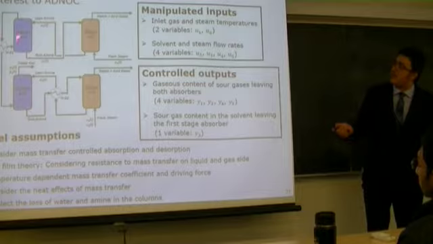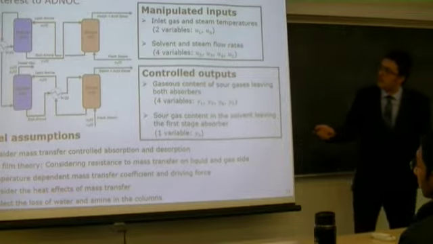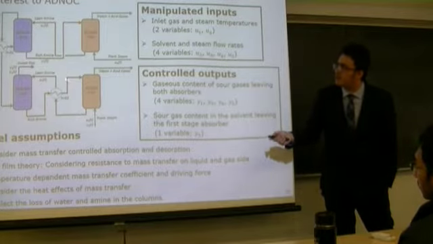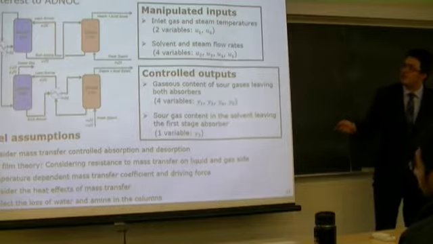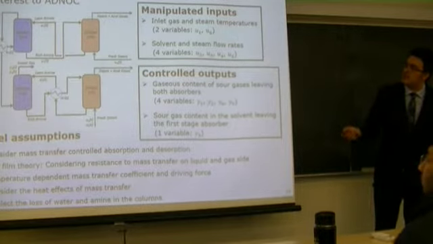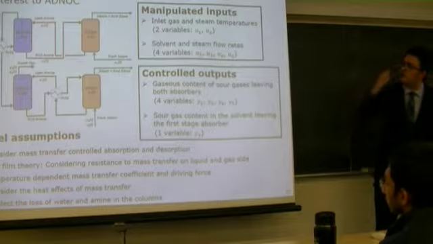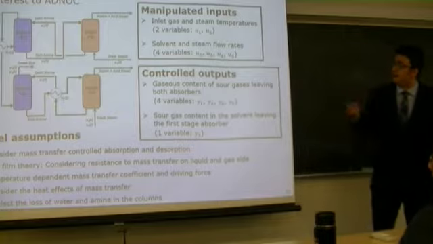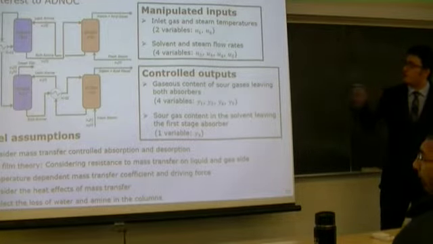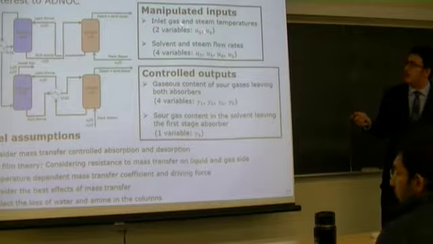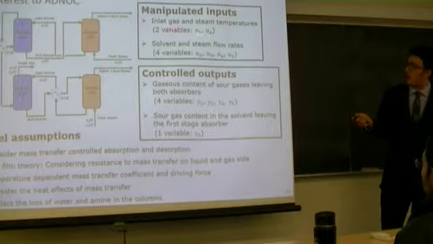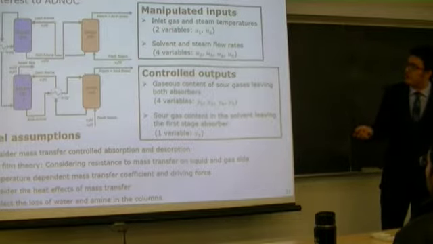amine gas sweetening plant. As you could see, if you could recognize the colors, the red color I used for the amine stream, the green I used for the steam stream, and the black I used for the gas stream, from which we need to remove those sour gas components. We consider 6 manipulated inputs. 2 of them are the inlet gas stream temperatures, and 4 of them are the solvent and steam flow rates between different columns.